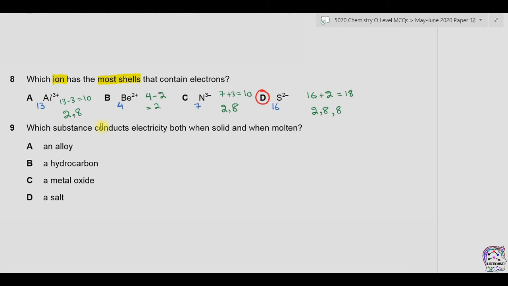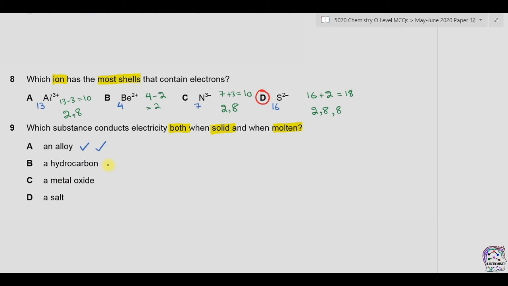Question 9. Which substance conducts electricity both when solid and when molten? A. An alloy. As alloy is made up of metals, so therefore metals are good conductors in solid form and also good conductors in molten form. As there are free electrons in metals, so they can easily conduct current.